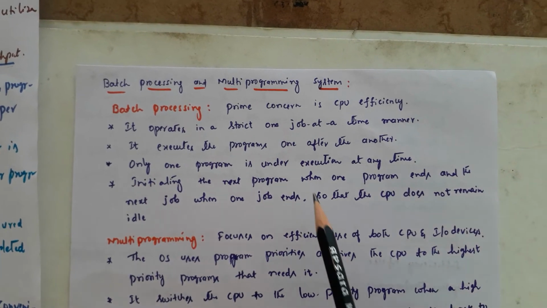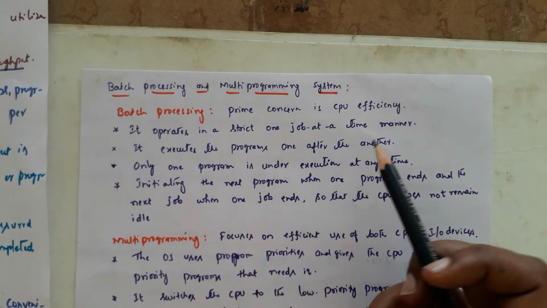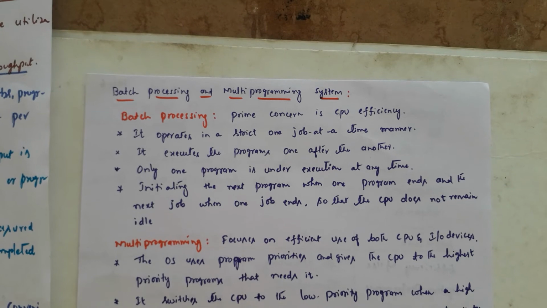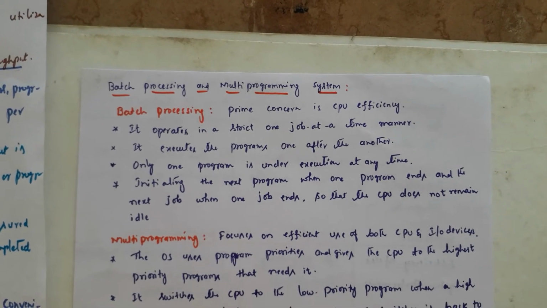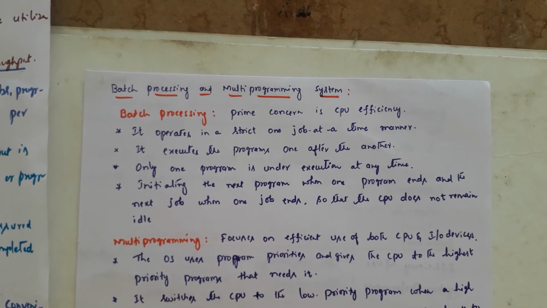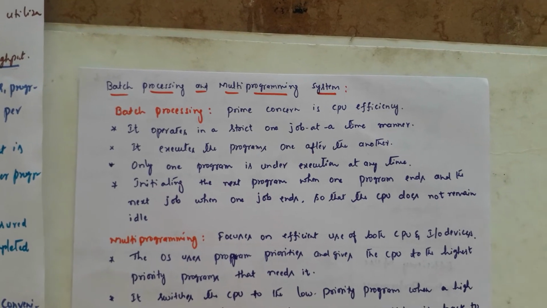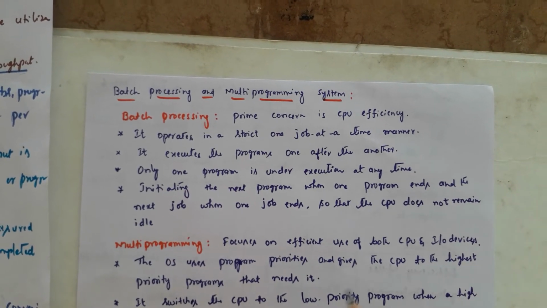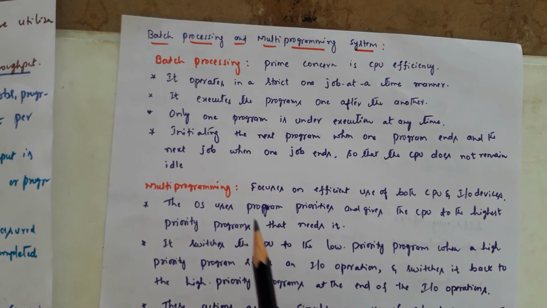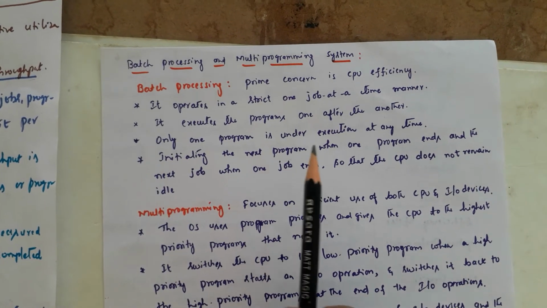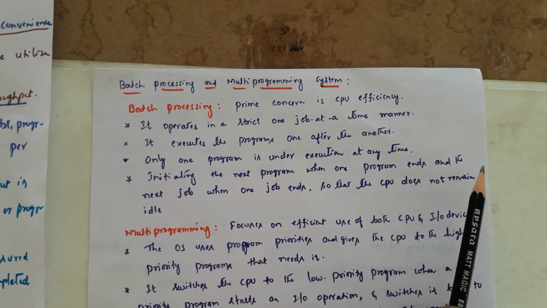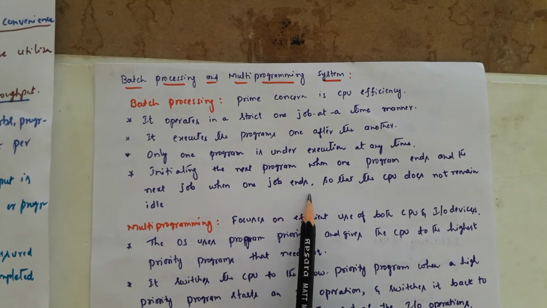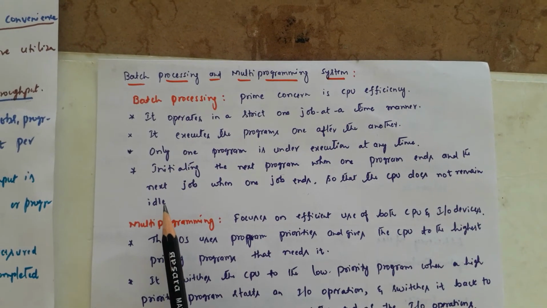For example, you give program 1 to your CPU. The program is processed and executed. Once program 1 is done, next we give program 2, then program 3. Like that, we make your CPU work without making it idle. You can see here, initiating the next program when one program ends, and the next job when one job ends, so that the CPU does not remain idle.